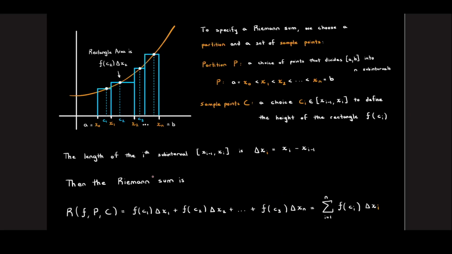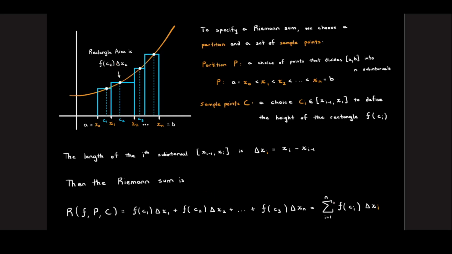And as we discussed before, the area of the first rectangle is going to be the width, which is delta x1, times the height, which is going to be f of c1, plus the area of the second rectangle, whose width is delta x2, times the height, which is f of the sample point, c2. So that's where these expressions are coming from.